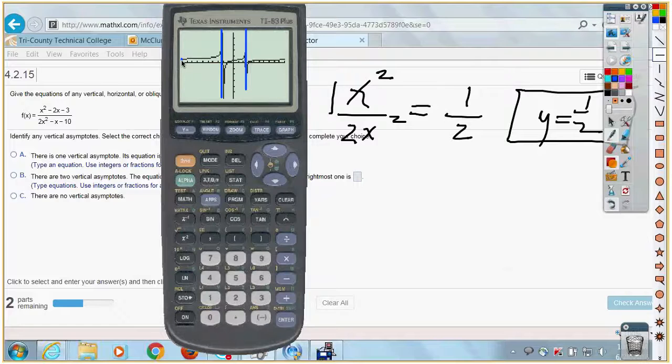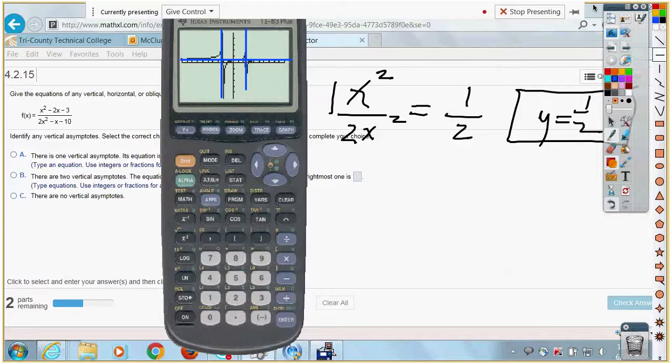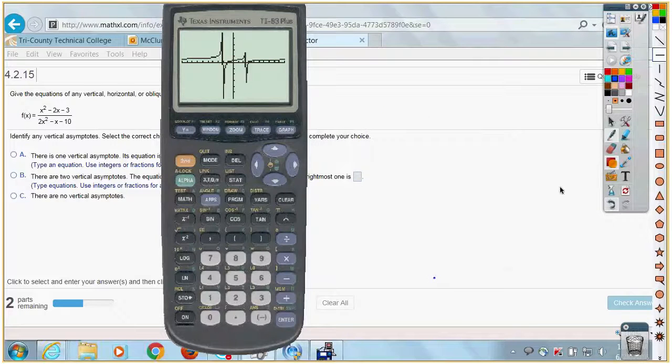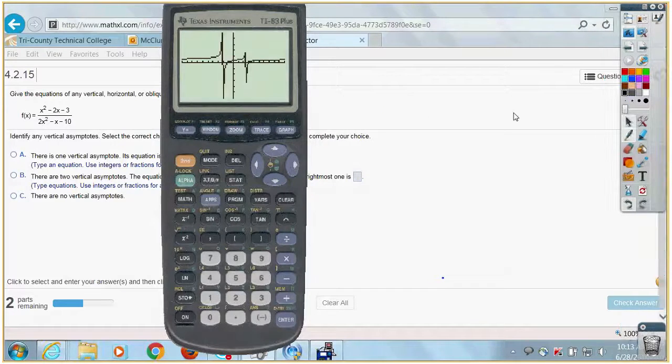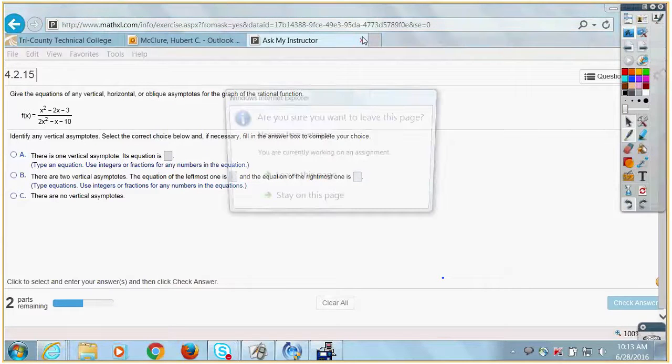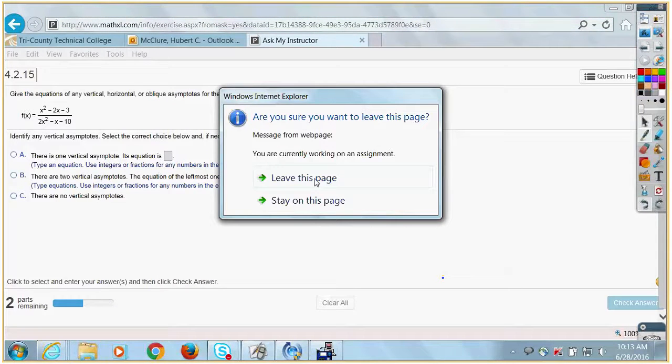Trying. All right, through there. Okay. And that's how you find your vertical and horizontal asymptotes. And next question. Let me get out of here. Next question.